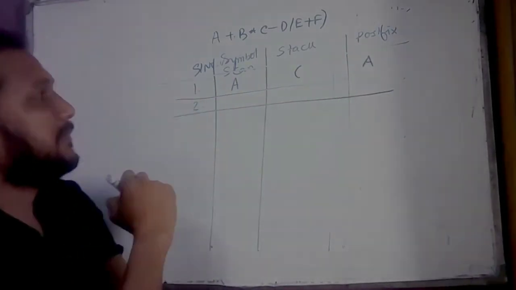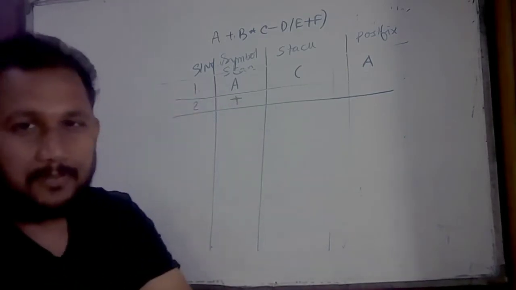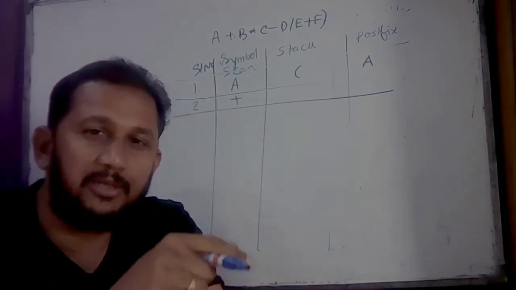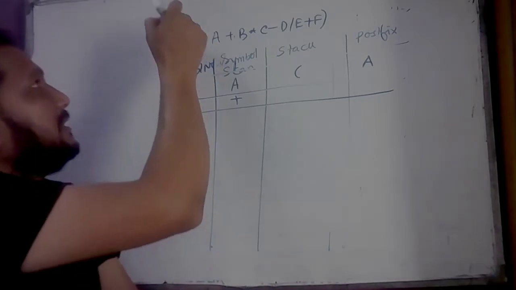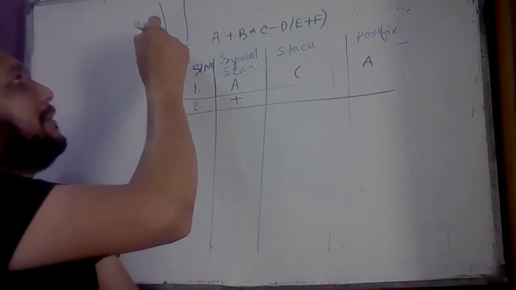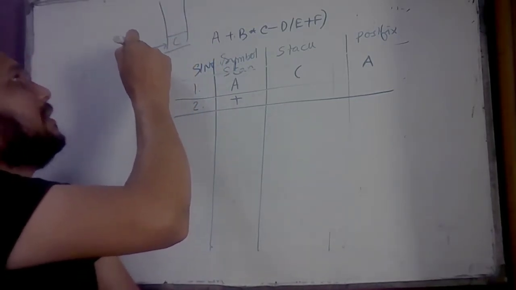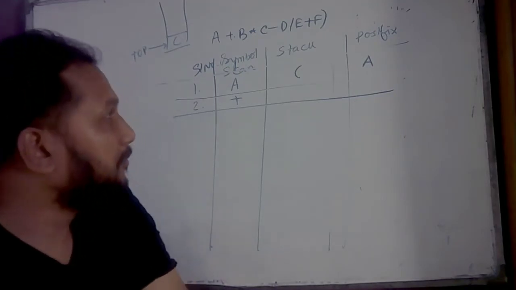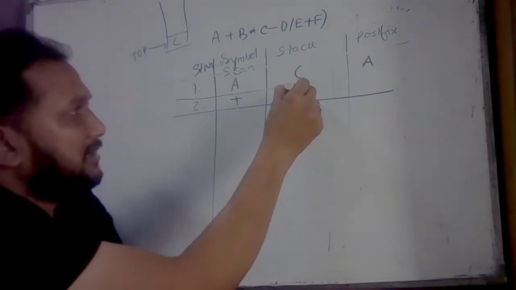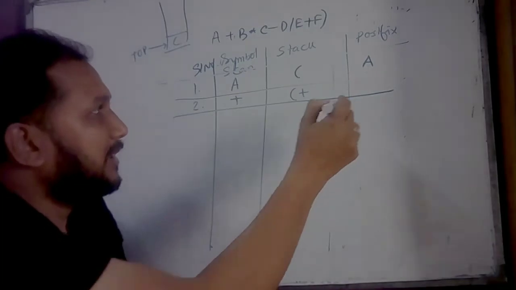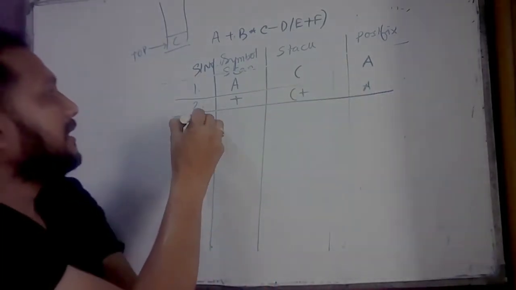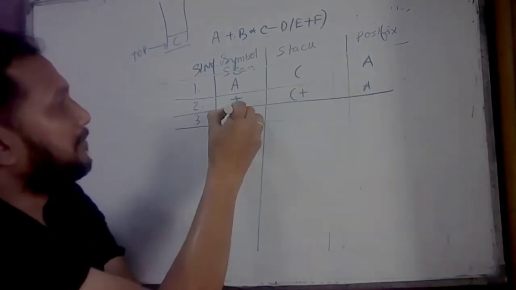Next, serial number 2. There is a plus. When an operator is there, we need to put it into the stack. So first of all, suppose this is a stack and the bracket is initially at the first position. Now plus is there. Plus is now the top element, and there is A. Then number 3, B.